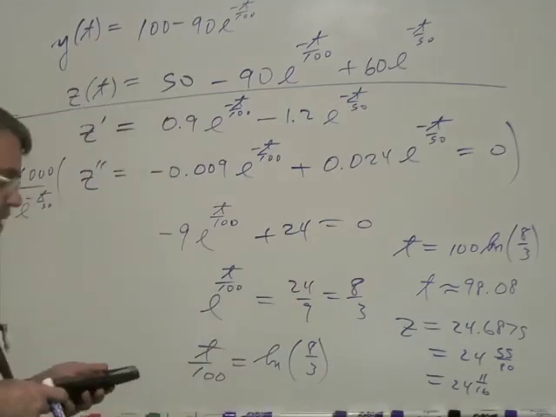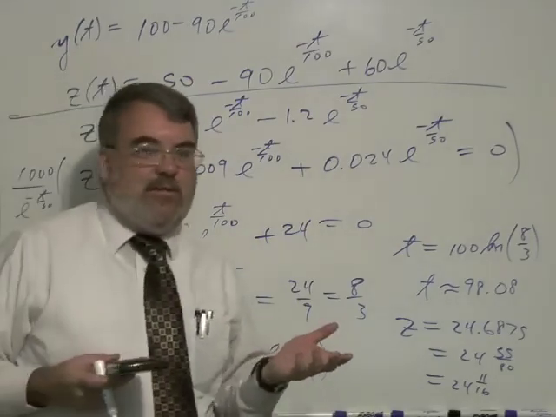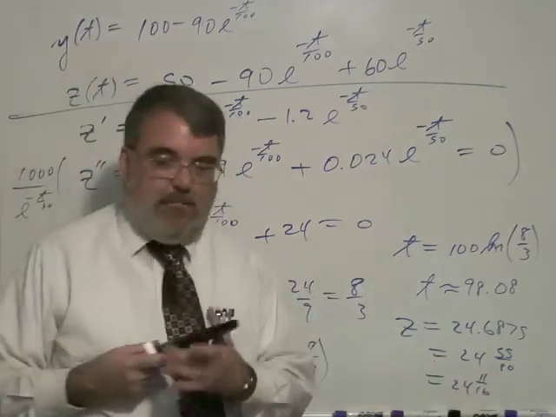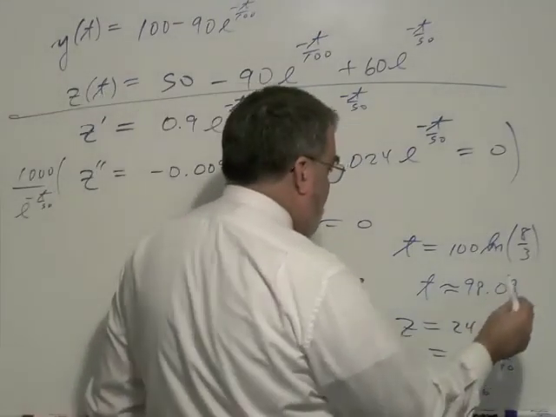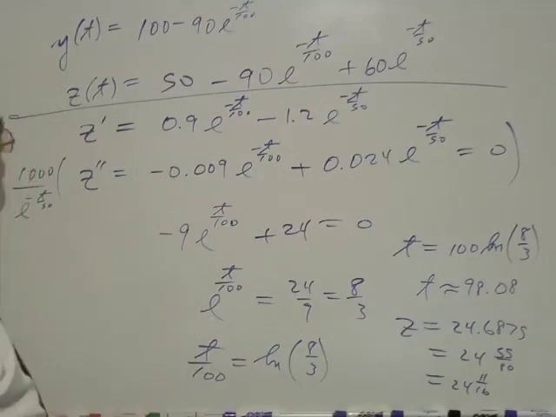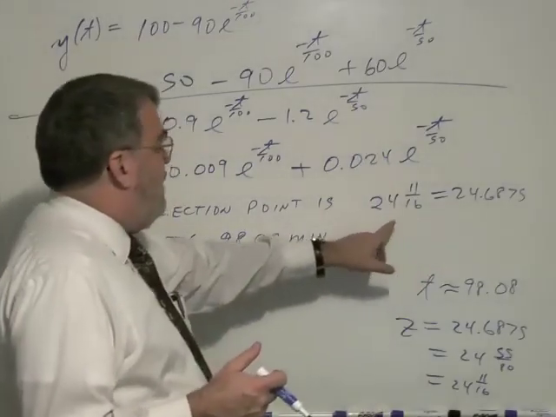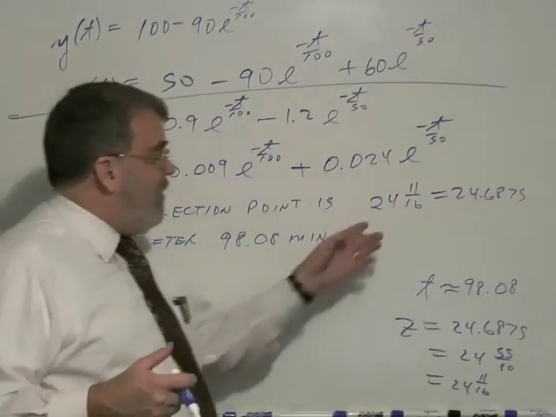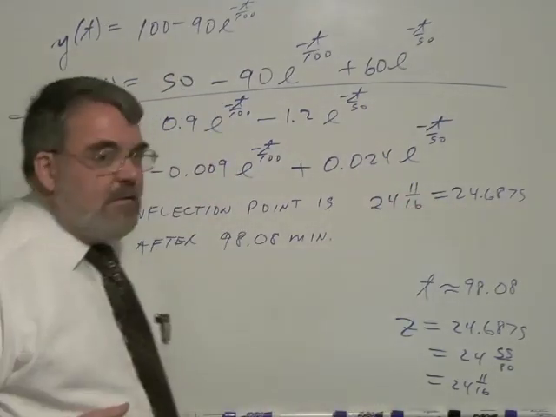Okay, that's not terribly important, but I just thought it was kind of interesting that the pounds of salt in the tank are apparently 24 pounds 11 ounces, which is what that would be. It appears to be an exact number on the calculator when you use all the decimals associated with this calculation. Alright, so we can write out this result. The inflection point is 24.6875, which is actually 24 pounds 11 ounces, which I think is kind of interesting, after a little over 98 minutes.